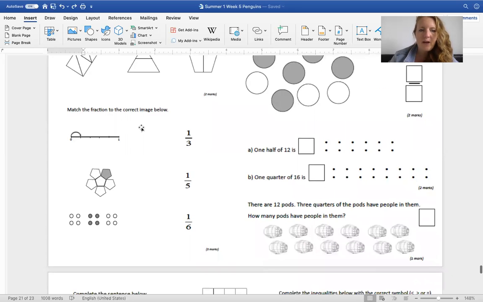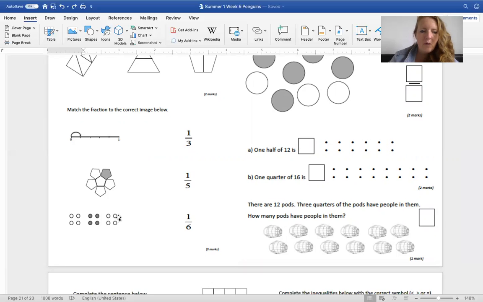Here, match the fraction to the correct image. So here we have three fractions, a third, a fifth, and a sixth, and you'll have to match it to our images here. A good tip is just to see how much that shape or amount has been divided into, because that way you can find your denominator. So for example here, that's 1, 2, 3, 4, 5. One part has been selected out of my 5, so I know that 5 would be in my denominator and 1 would be in my numerator.